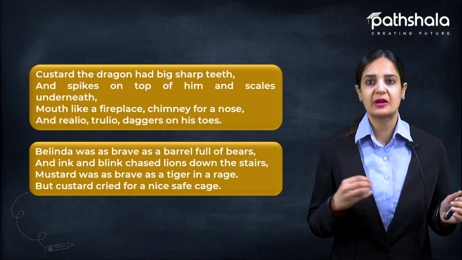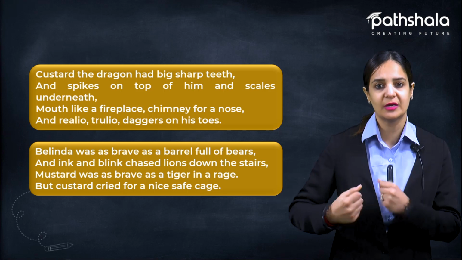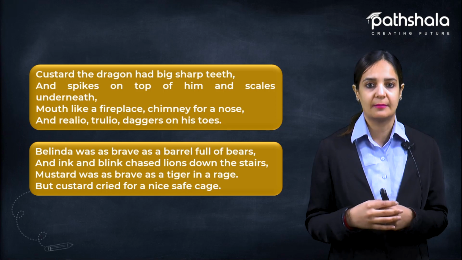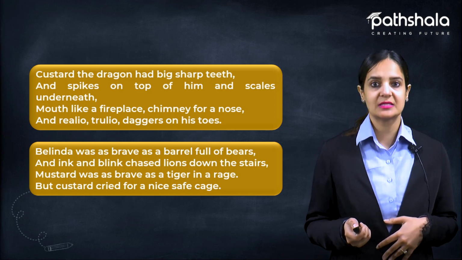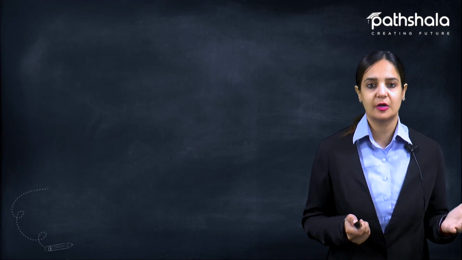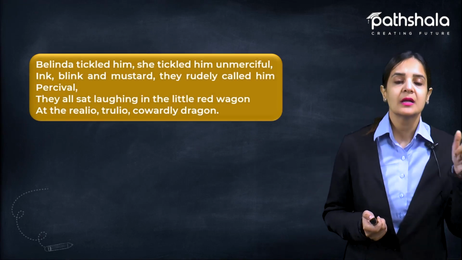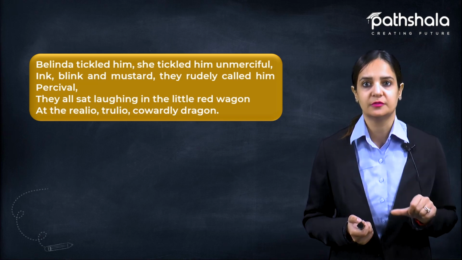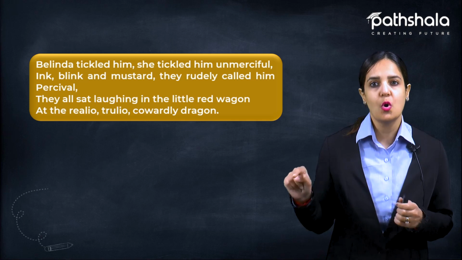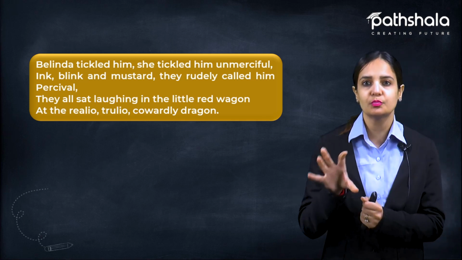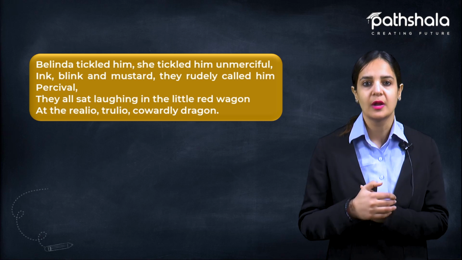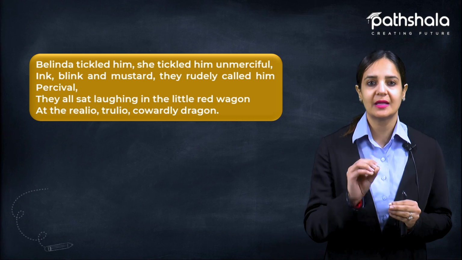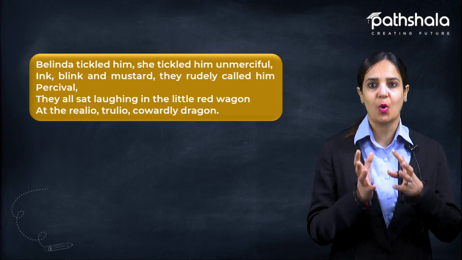In fact, he was scared of all the things, even in the environment, that he wanted himself to be kept in a shell, and that shell should be so safe that nobody could actually come and harm him. So clearly we can say that Custard was very, very afraid of all the things around him. Now Belinda tickled him unmercifully. Tickle means she used to poke him, in a way we can say. She used to poke and tickle him a lot because she enjoyed doing it. Custard was very afraid of all the things, and Belinda enjoyed tickling him.